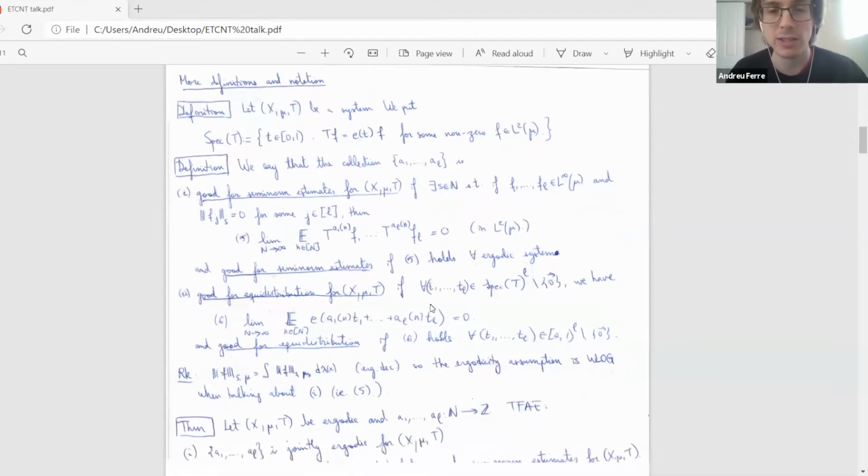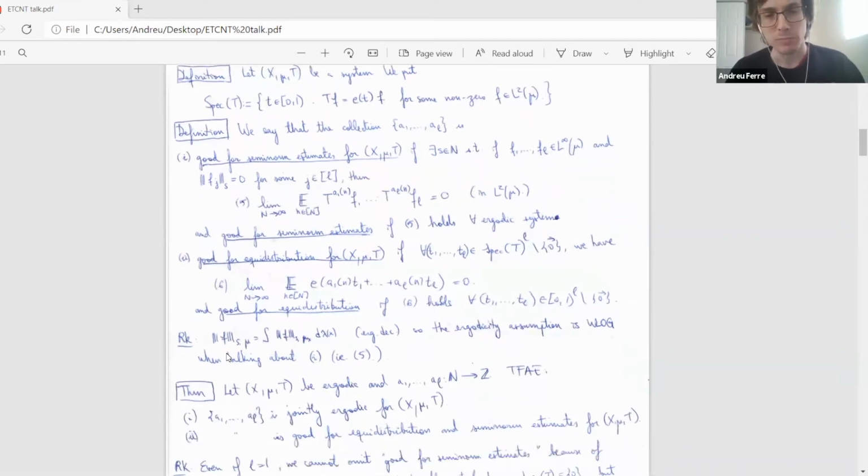And here there's something I want to mention: seminorms satisfy this property, namely, even if the original measure is not ergodic, the s-seminorm of f can be understood as an integral over the seminorms for each mu_x in the ergodic decomposition. So that's why it suffices to restrict our attention to ergodic systems, because the property of being good for seminorm estimates, and the other property, being good for equidistribution, do not really depend on ergodicity. So we can make this assumption without loss of generality.